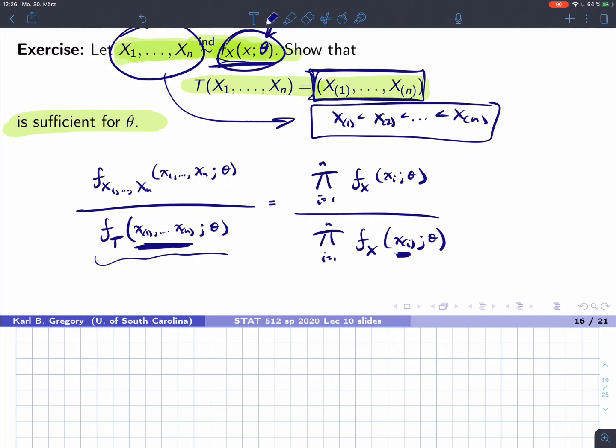Now, up in the top, it doesn't matter in which order I take this product, so I don't change anything if I just go through that product in the same ordering that the data values have. So basically I get 1. So theta cancels out, which means the complete set of order statistics is a sufficient statistic for the parameter theta.